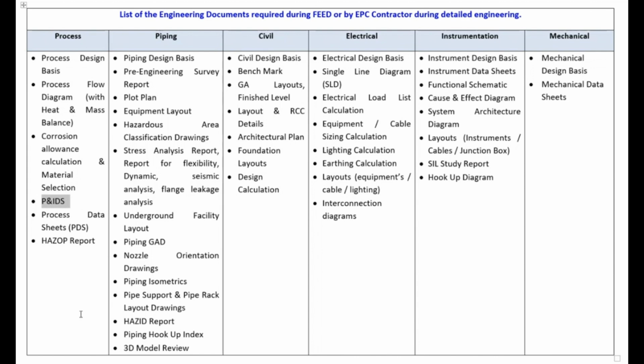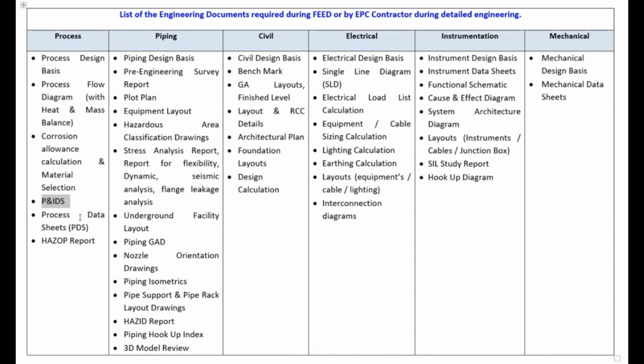For example, a separator. You will know the separator capacity and the retention time, but you will not know the piping length and all. In the P&ID, you know the piping connecting one separator to one tank, but not the length of that piping. You will know the diameter and the service application, but not the length. Correct. That length will come in the next documents. So that is the P&ID that we are having.